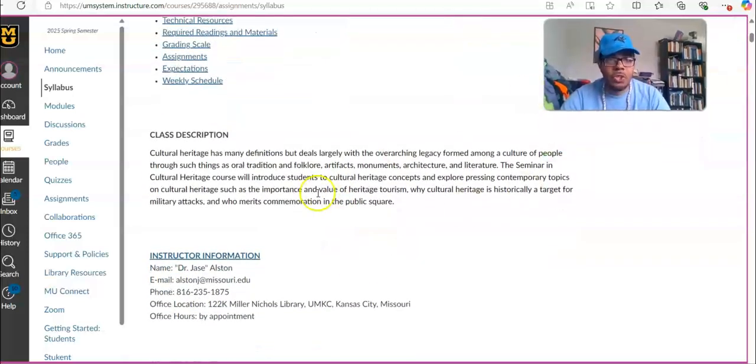So the class description. Cultural heritage has many definitions, but deals largely with the overarching legacy formed among a culture of people through such things as oral tradition and folklore, artifacts, monuments, also documents, architecture, literature, those sorts of things, music as well, arts, the whole nine yards, religion, and also games and tradition. Those are just some of the aspects of cultural heritage. Cultural heritage is very broad and very encompassing.